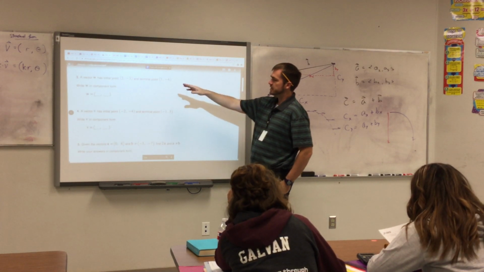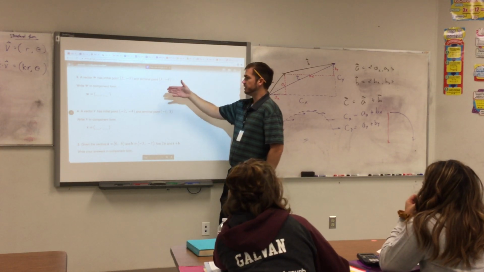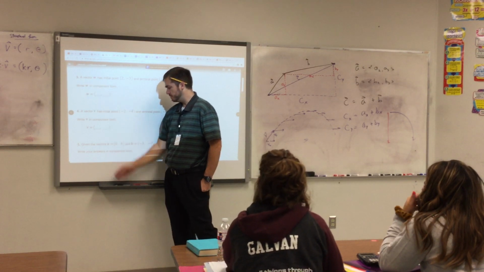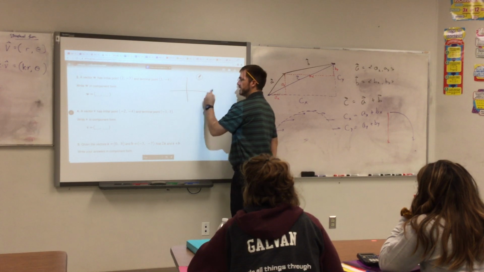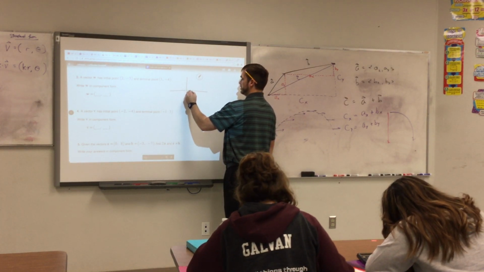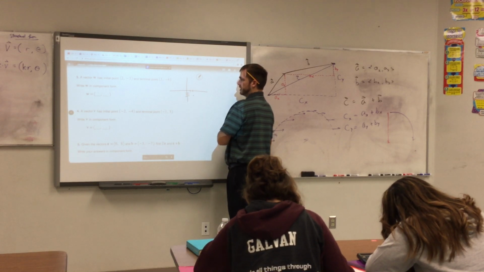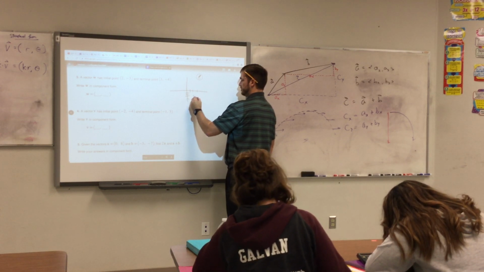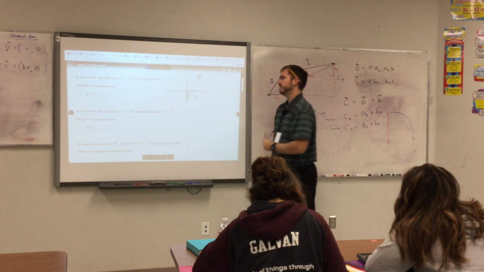Number 3, a vector has an initial point, 2, -3, and a terminal point, 3, -4. Write vector W in component form. If you want to draw a picture on these to get a reality check, I think it's a good idea. Initial point 2, -3, and terminal point 3, -4.